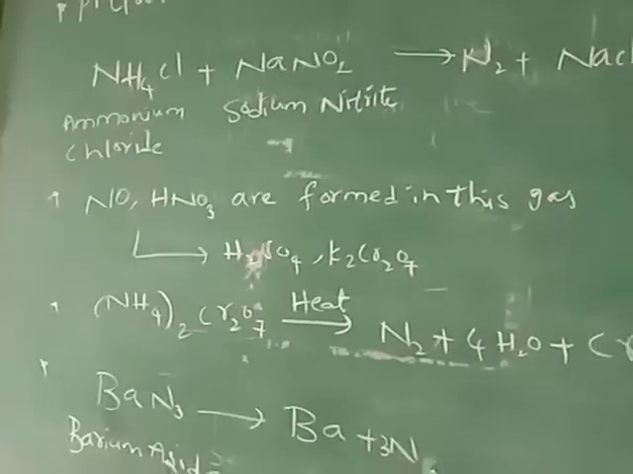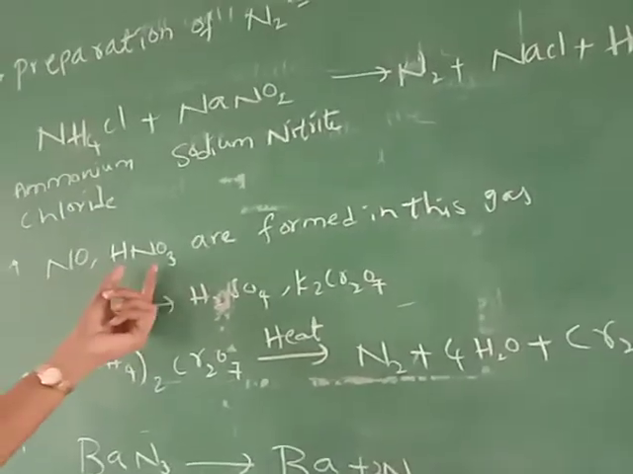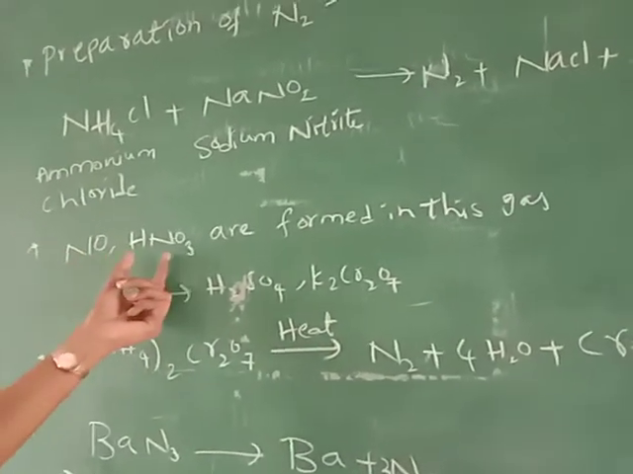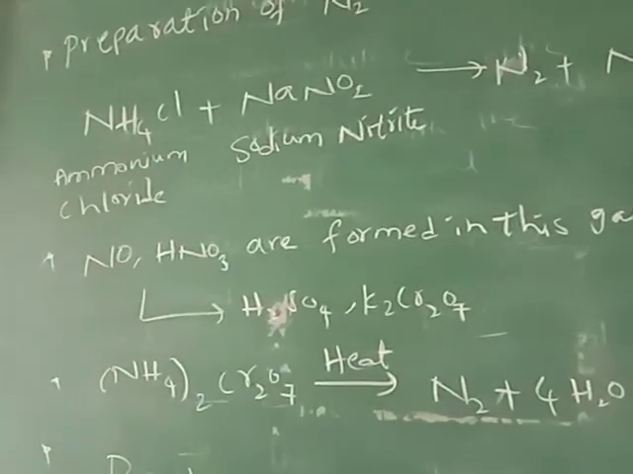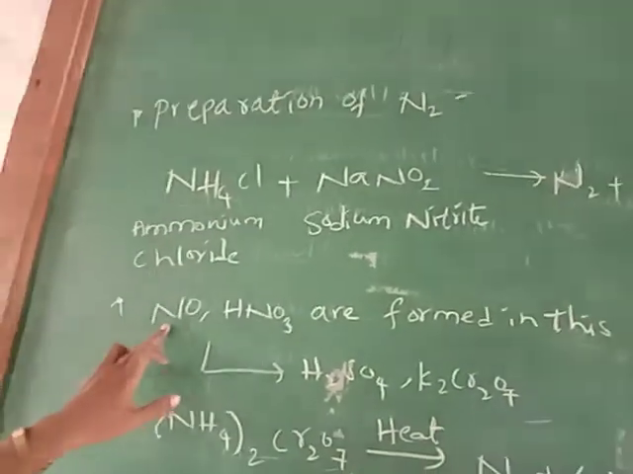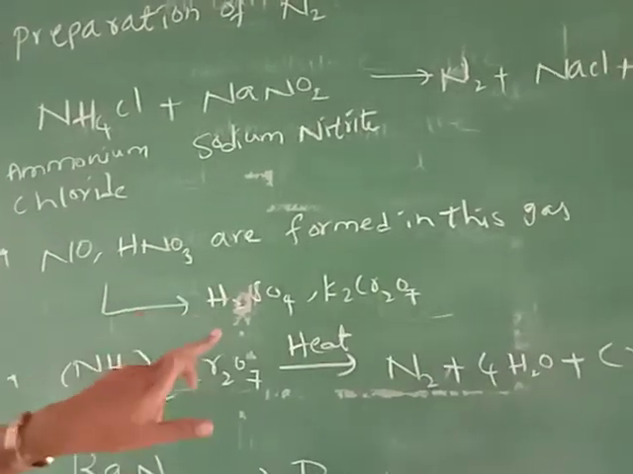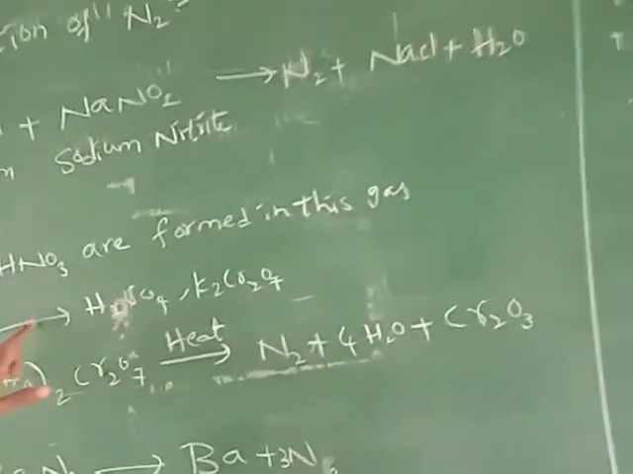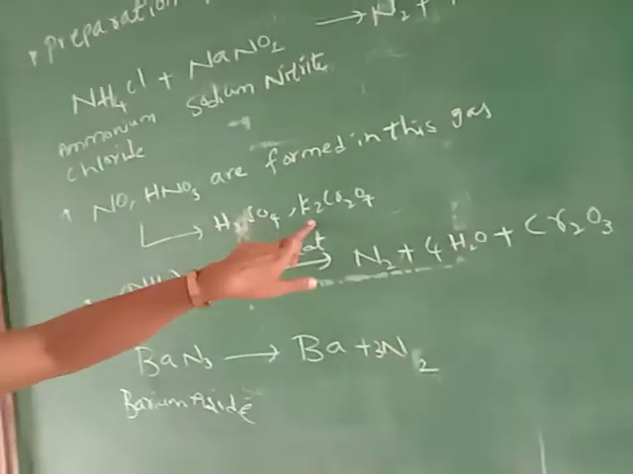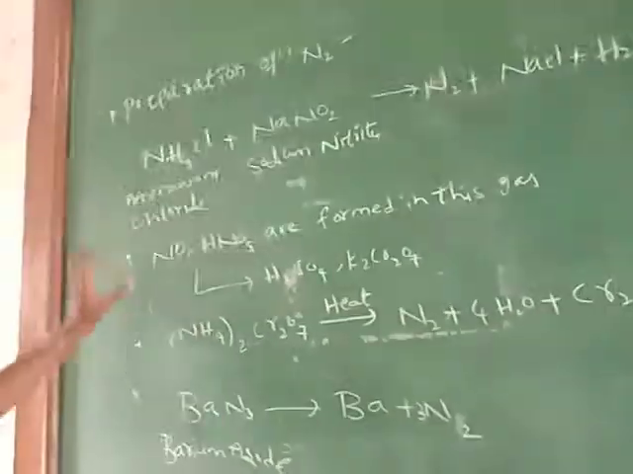During this reaction, a small amount of nitric oxide, nitrogen monoxide, and nitric acid is formed. They are removed by passing the gas into sulfuric acid and potassium dichromate. So this is one of the methods.